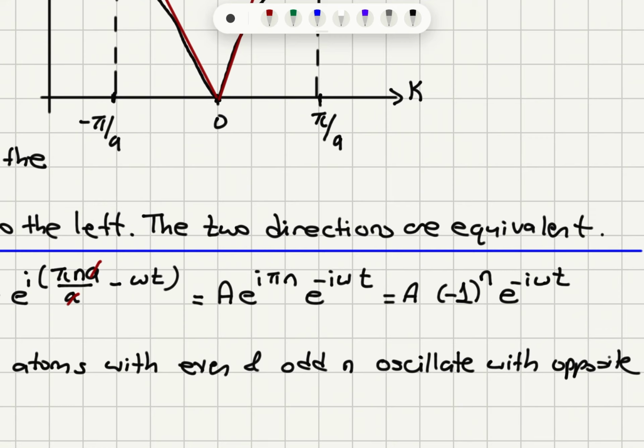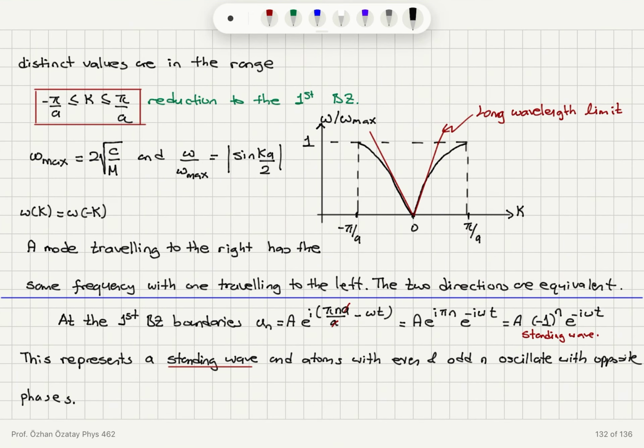Times e to the minus i omega t. So this is not a traveling wave anymore. What is this? This is a standing wave. From fundamental physics, remember we have a sine kx cosine omega t, for example, that is a standing wave. We have nodes and antinodes in the standing wave. So this is just an oscillation in time. There is no oscillation in space here. So a times minus 1 to the n times e to the minus i omega t gives me a time oscillation. So that is a standing wave.